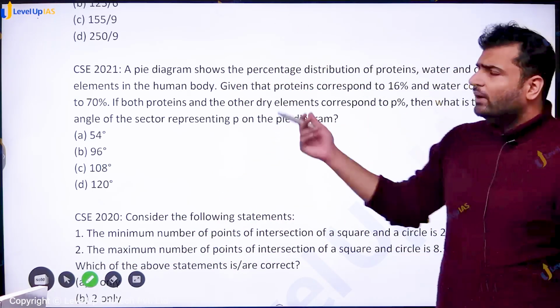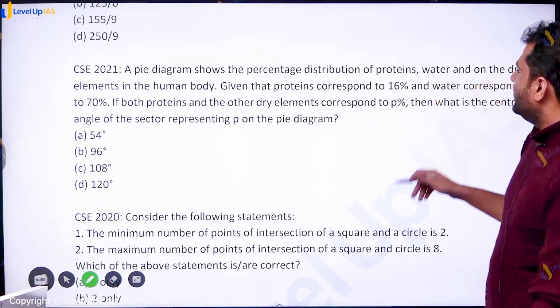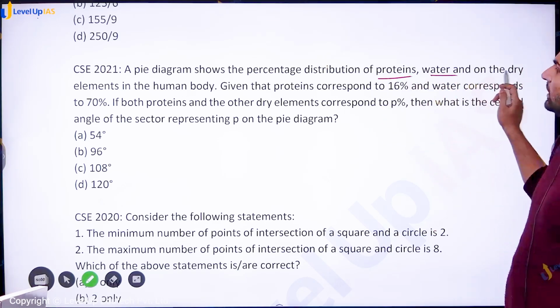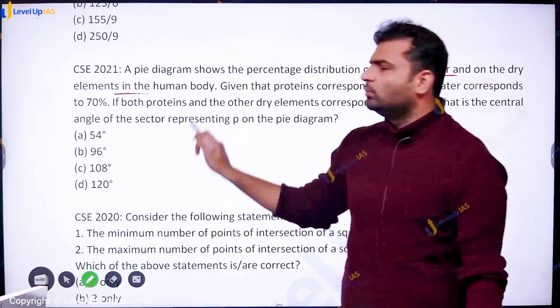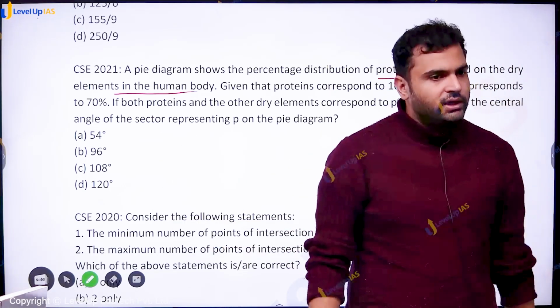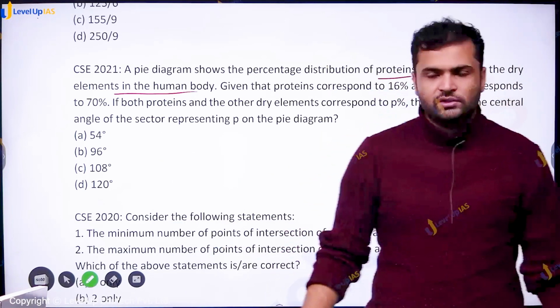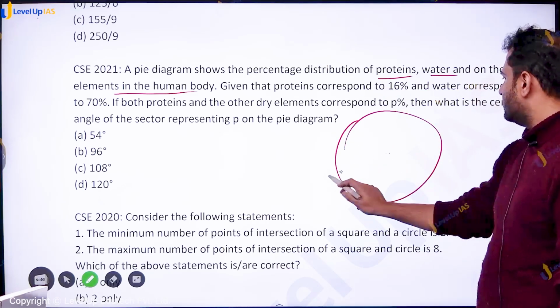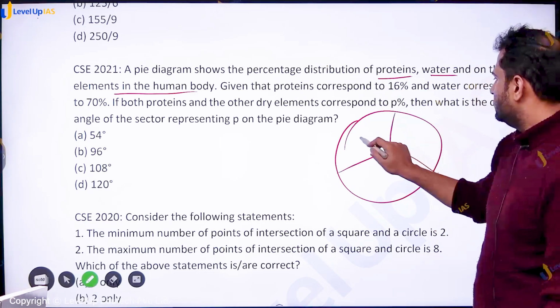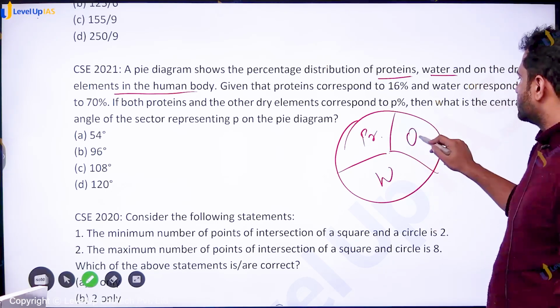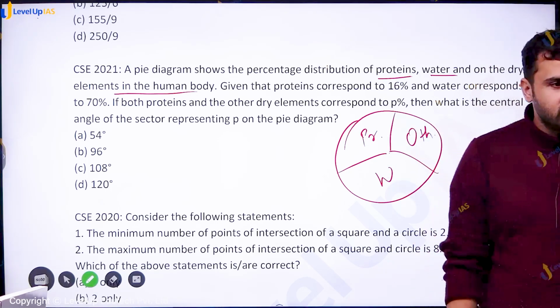What we have is a pie diagram. This pie diagram shows the distribution of proteins, water and other dry elements of the human body. So there are 3 components according to the question: water, proteins and other dry components. So let us draw this. We have water, there is protein, and other dry components. That is what they are saying.